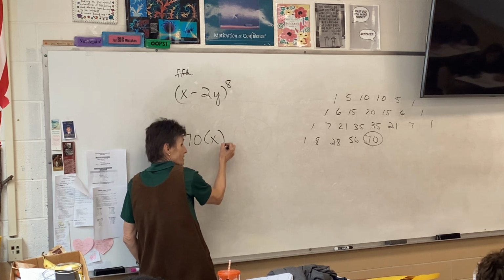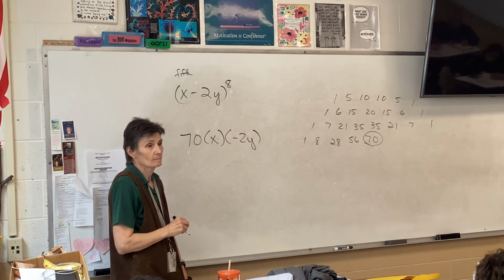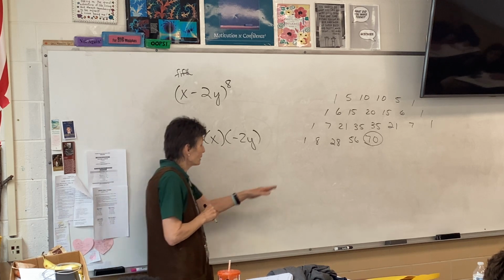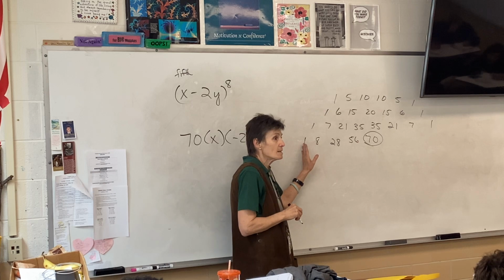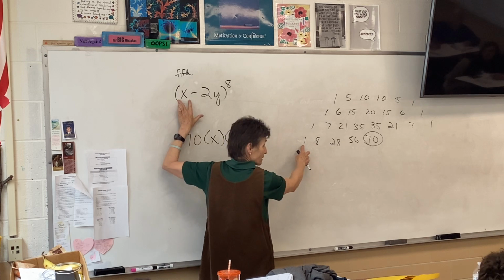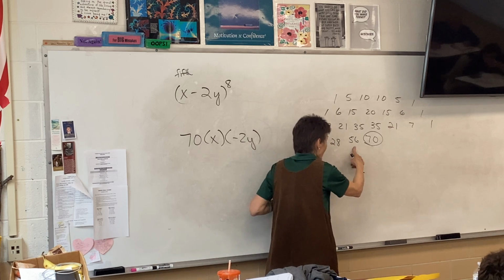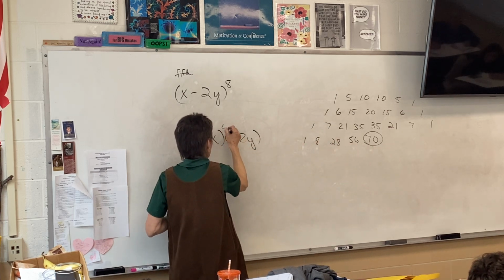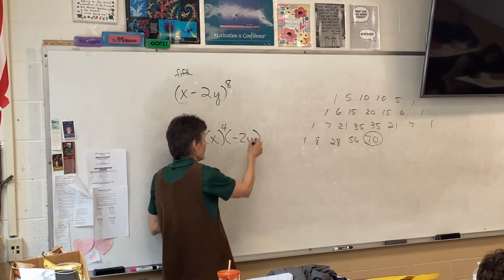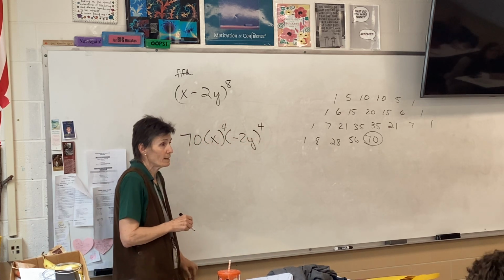I have an x and a negative 2y. Now I need my exponents. So I want you to start right here and think. If you were actually doing the whole thing, wouldn't your x be to the 8th here? 7, 6, 5, 4. So my x is to the 4th. And if my x is to the 4th, then so is my y, because they gotta add up to 8.